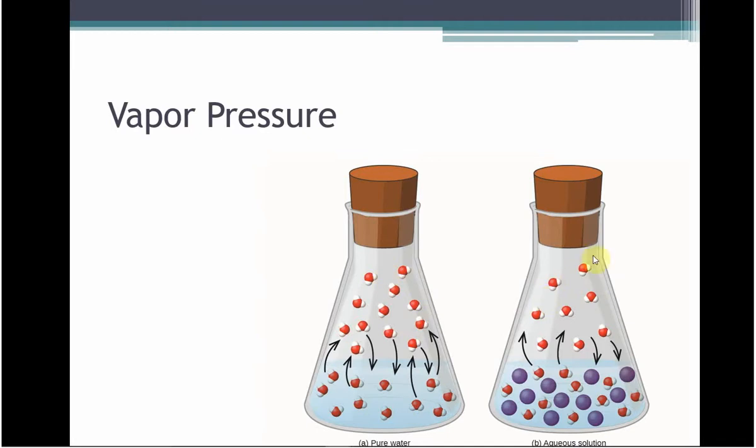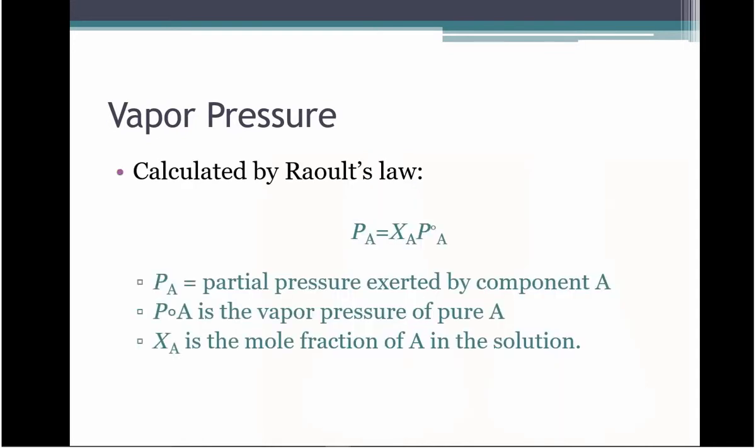Here you have less vapor phase present. And vapor pressure goes down as you increase your solute concentration. Now the way we do that is by Raoult's law. Guys, I'm not going to give you a math problem on this, I don't think. Maybe in your homework, but not exam.